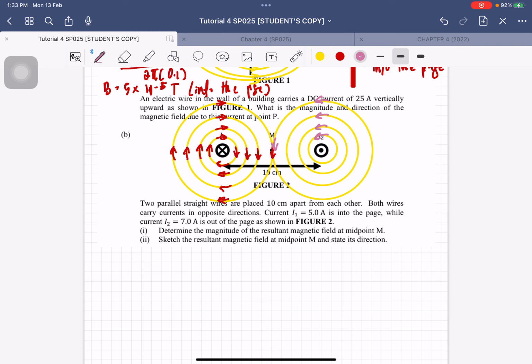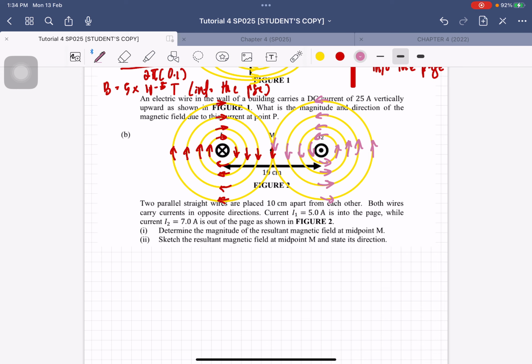Betul kan ni? Clockwise, lepas tu anti-clockwise. Okay, betul. So you don't have to draw macam saya punya arrow dia ni. Okay, so that is the magnetic field lines punya drawing.